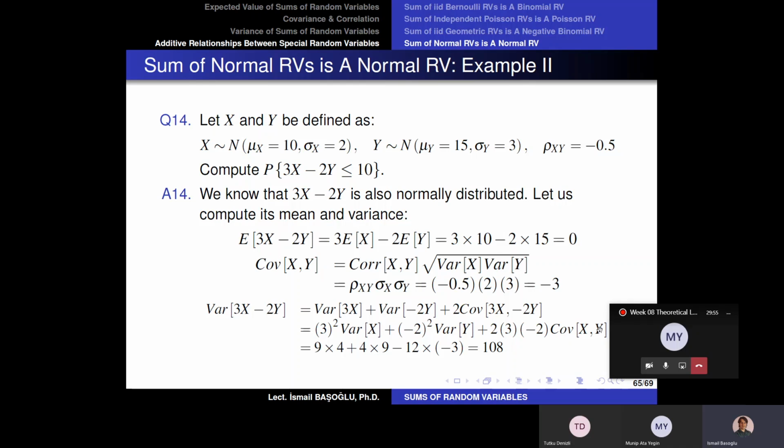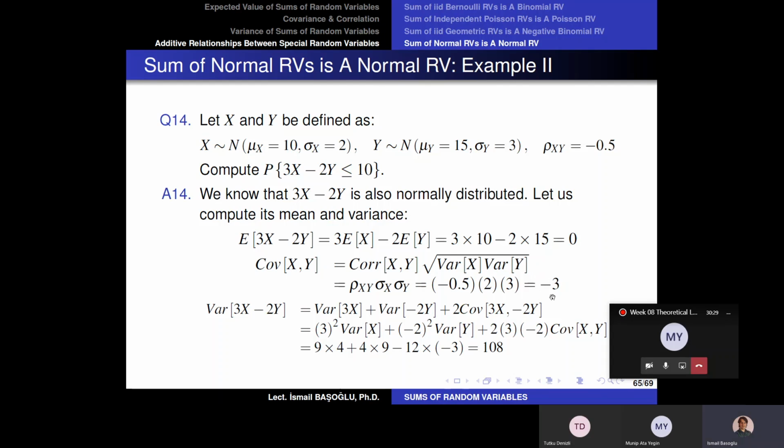Now we do not know the covariance of x and y. What we know is the correlation between x and y, but if you remember, the covariance of x and y will be equal to the correlation of x and y times the square root of the variance of x and variance of y. The correlation of x and y is minus 0.5, and the square roots of the variances are equal to the standard deviations, which are respectively equal to 2 and 3. Therefore, the covariance is equal to minus 0.5 times 2 times 3, which is minus 3.